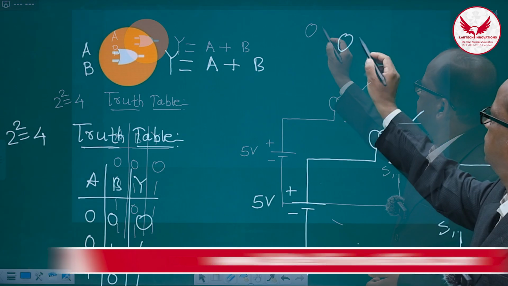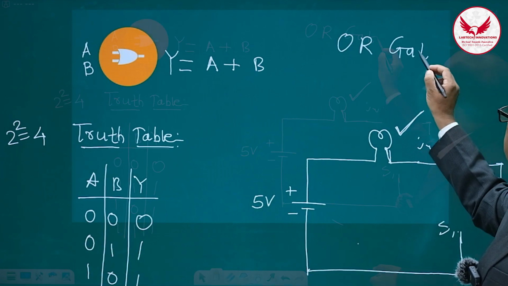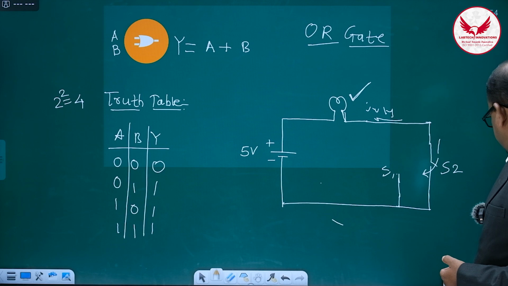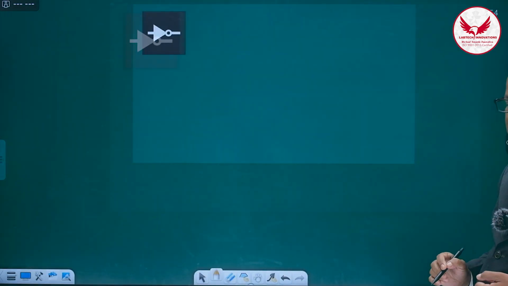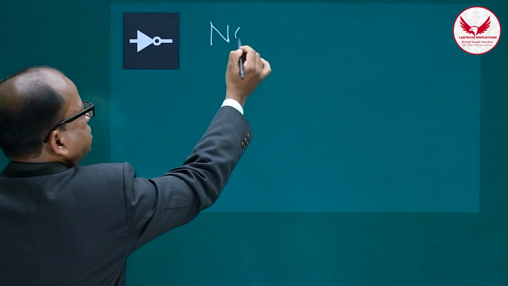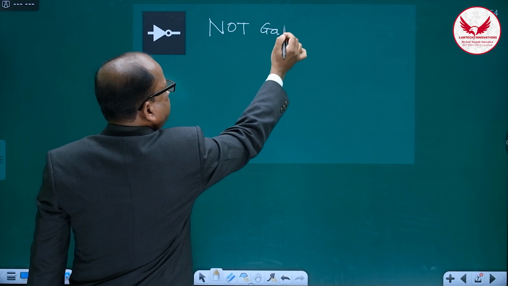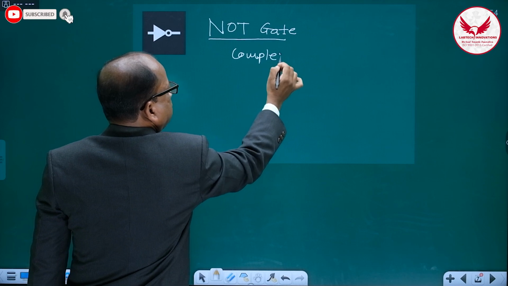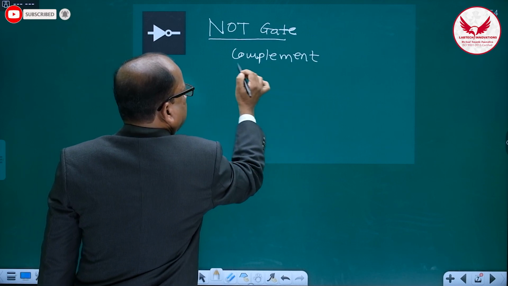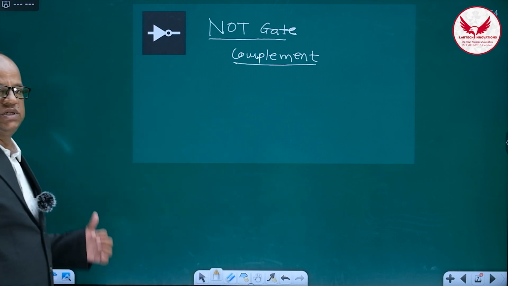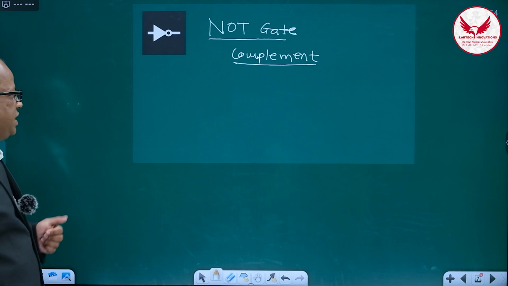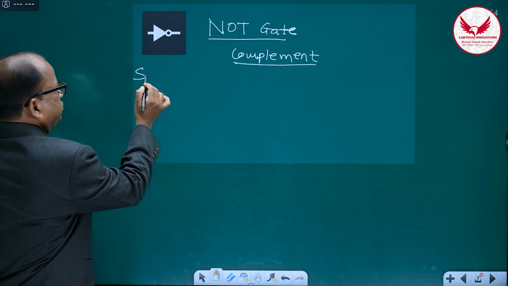So this is nothing but the OR gate. And out of these 3 basic gates, up till now we covered the second one. We shall see the third one, and the third one is the NOT gate. The title of this symbol is the NOT gate, and the NOT gate is nothing but the complement. Complement means that if the previous logic is 1, then you will get the next logic as 0. So it always complements.